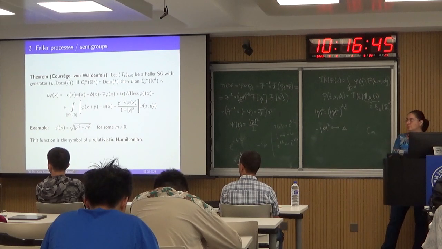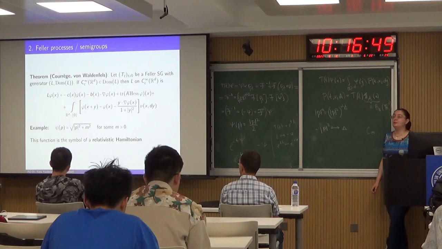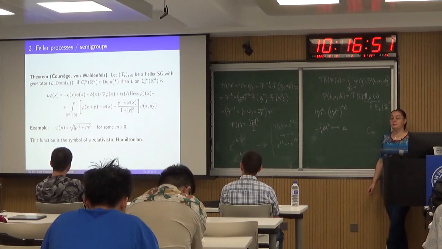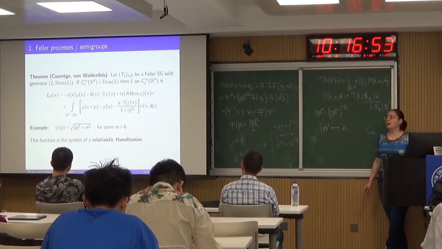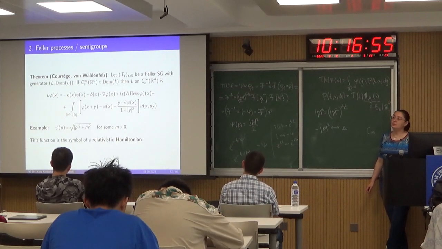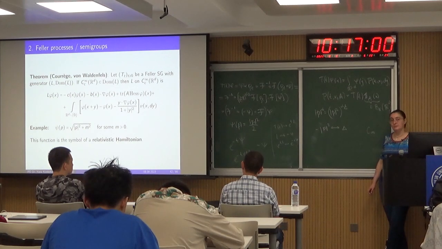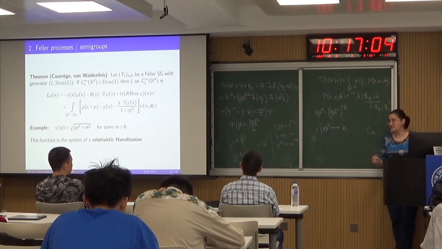So the conclusion: there are interesting operators which are not differential, which are pseudo-differential, and still they give rise to Feller semigroups and hence Feller processes. A Feller process is a special type of Markov process.